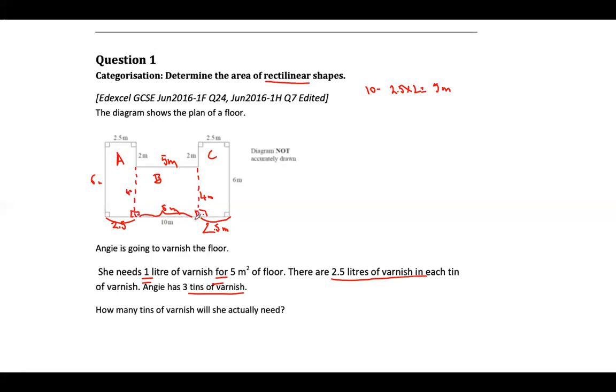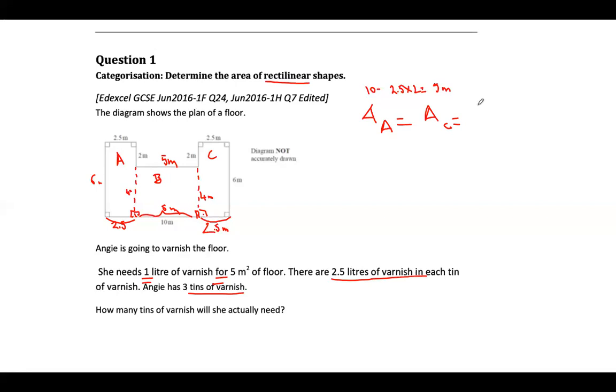Now what we need to do is to find the area. Now we know all the lengths of the sides. Now let's find the area. Rectangle A and C are both the same, so the area of rectangle A is the same as the area of rectangle C. Let's find out. It's 2.5 times 6 for both of them.